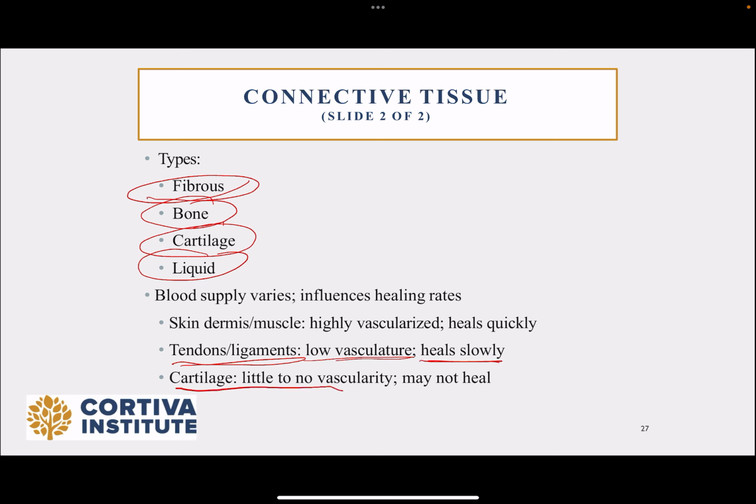Cartilage has little or no vascularity, so there's a possibility that if your cartilage fails you, right, it cannot heal. That is why things like osteoporosis, degenerative bone disease, do not heal. It only degenerates even more over time. We can slow the process, but we cannot heal it.